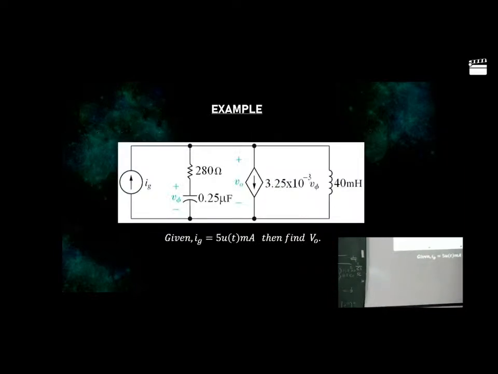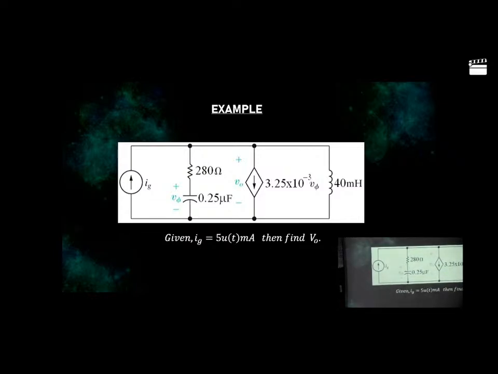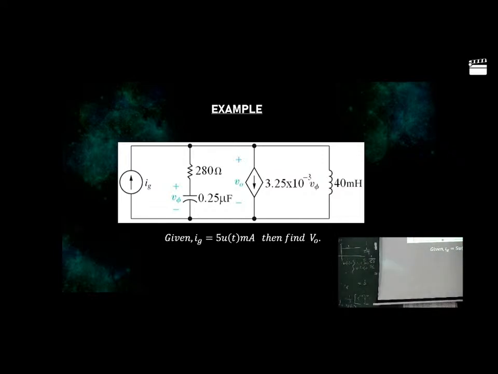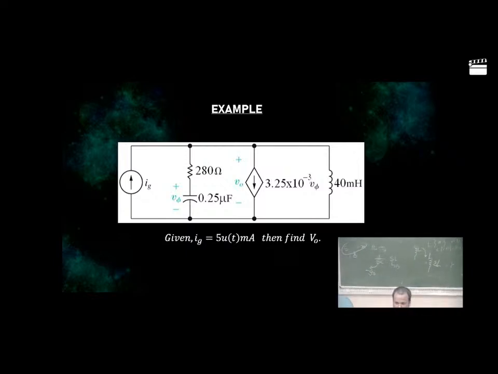Now this is a problem you need to solve. Can you tell me what 5u(t) means? u(t) is the unit step function. So what does 5u(t) mean? It is basically a constant multiplied by 5 times u(t), whose Laplace transform is 1 by s, so 5 by s. Just convert every element into s domain and just solve by KVL and KCL and you will get the final answer in s domain.